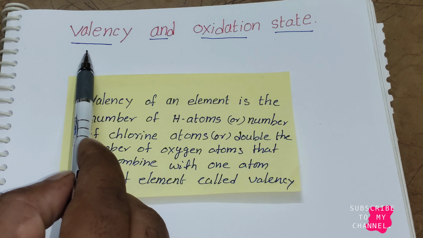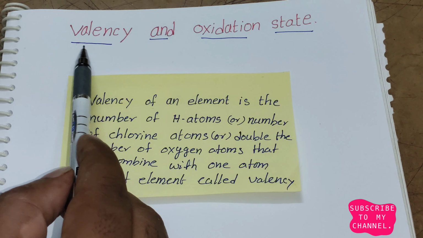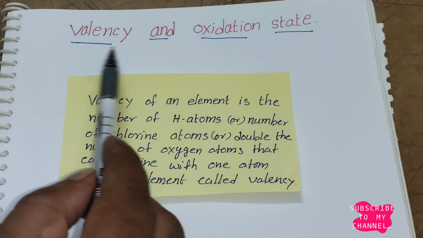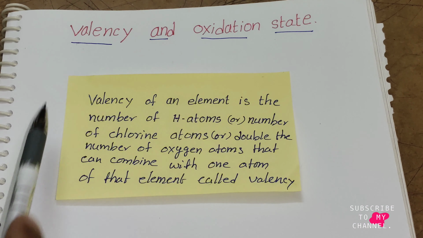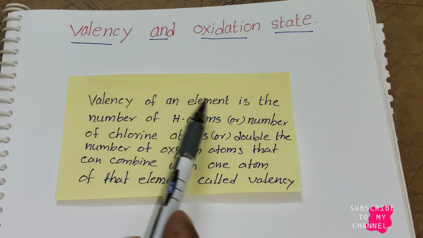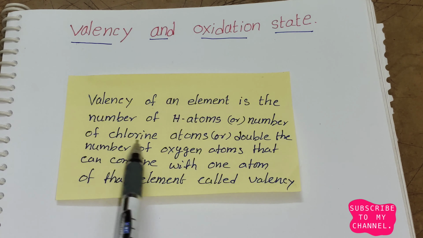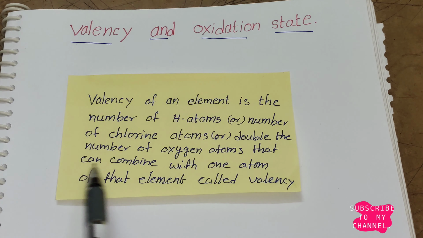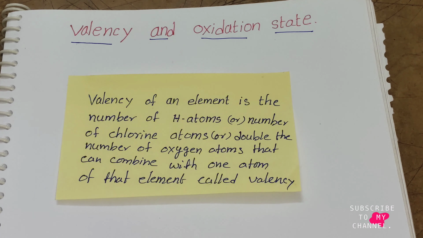The combining capacity of an element is called the valency. The combining capacity of an element is often compared to that of hydrogen, chlorine or oxygen. The valency of an element is the number of hydrogen atoms or the number of chlorine atoms or double the number of oxygen atoms that can be combined with one atom of that element.